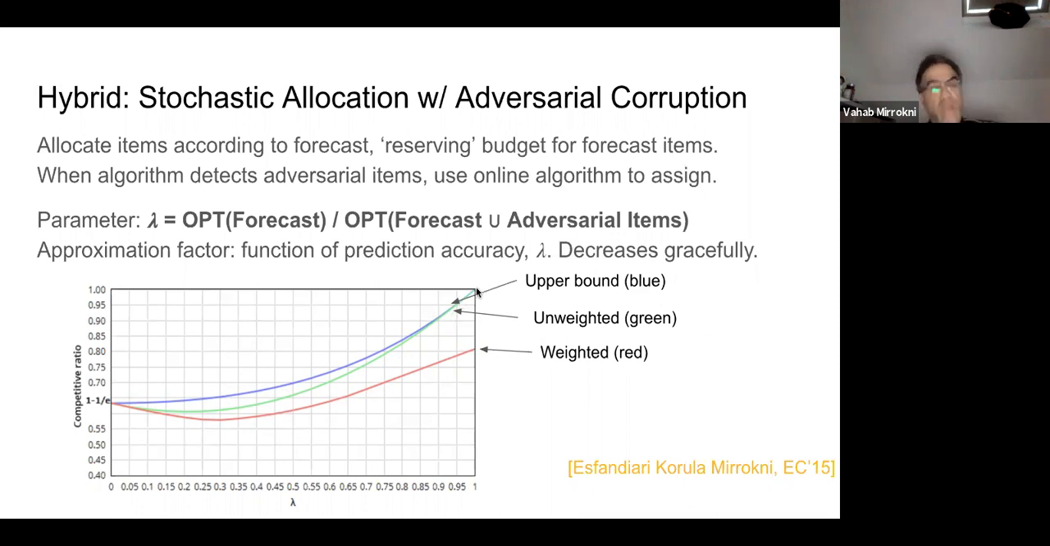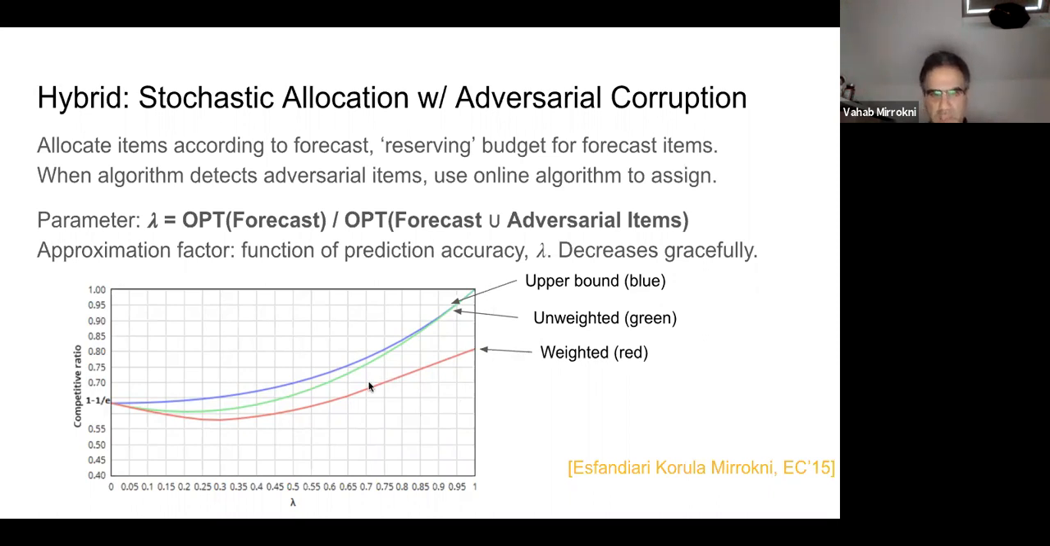If we apply the stochastic optimization algorithm, the approximation factor will go to 0 for the adversarial input. The interesting thing here is that for the weighted problem, we can get this function, the red curve. This is the function that we can achieve in this EC 2015 paper.